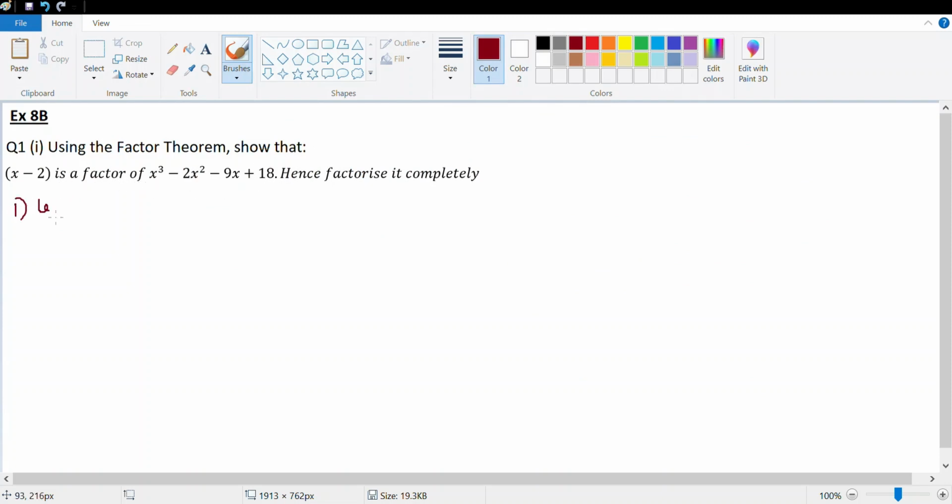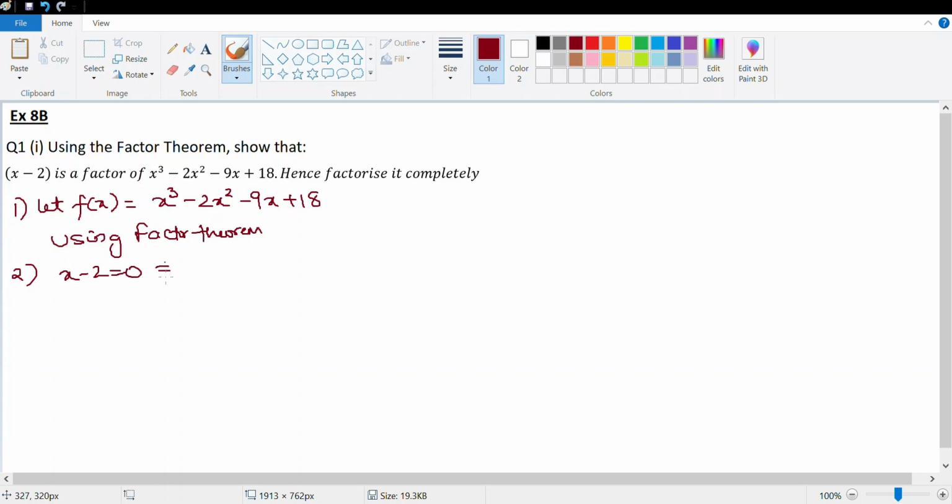Okay, so let the expression be f(x) is equal to x cubed minus 2x squared minus 9x plus 18. Using the factor theorem, what we have is it's already given x minus 2 is equal to 0, which means x is equal to 2. So we'll figure out the value of the expression when x is equal to 2.